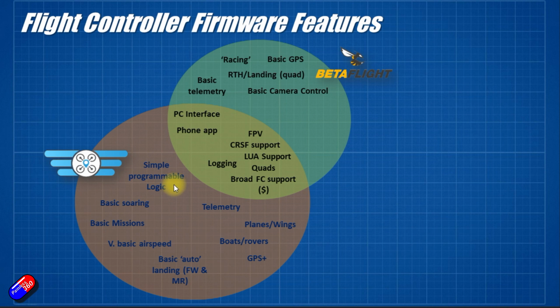So it has simple programmable logic in here as well, things like logical switches. It provides some basic soaring, so if you want to do glider stuff, it understands all about that, because it does support planes and wings, something that Betaflight doesn't do. It also gives you much better telemetry. You get an awful lot more telemetry from INAV.